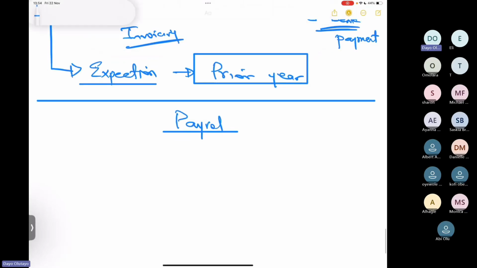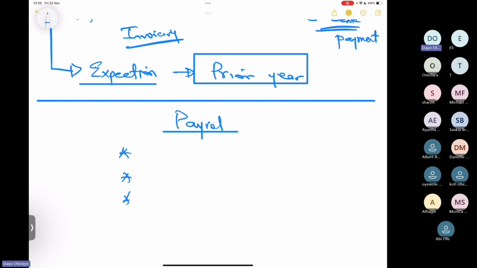Okay, so for payroll, because we have a lot to cover today, keep going like that. We want to cover all the liabilities. Payroll is pretty easy. It's about paying salaries, and I'll tell you to look at it in these three ways.